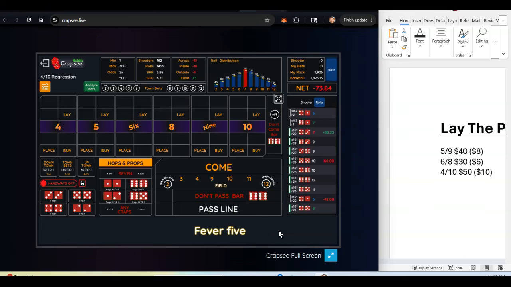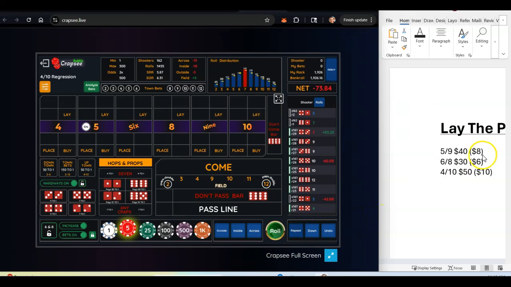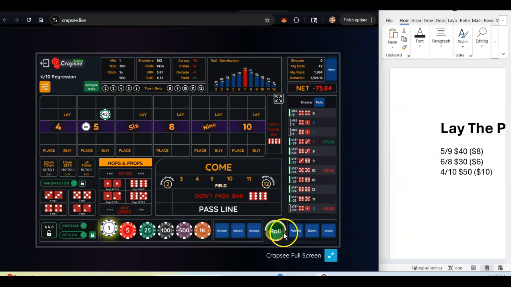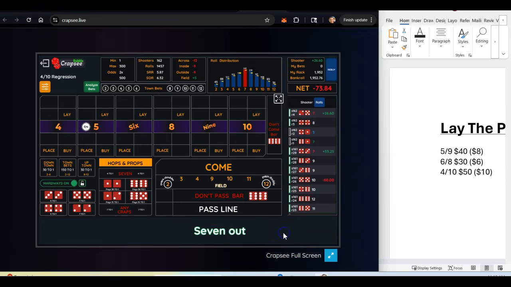Fever 5. All right, level 6, right, is 40 on the 5. It's $42. So this becomes a $42 bet. So you saw some of the bad, but it was also because I was playing and not pulling the tickets. 8 easy. 7 out. There you go.